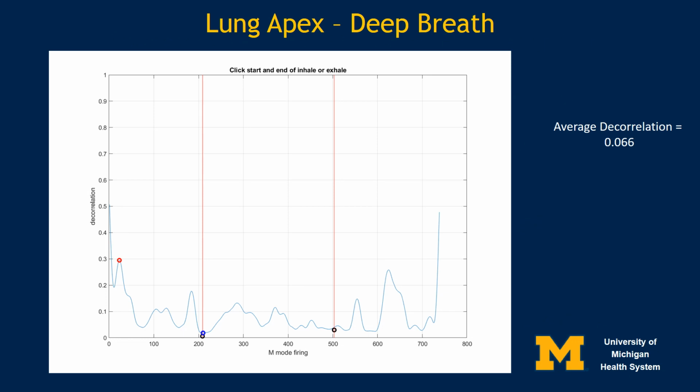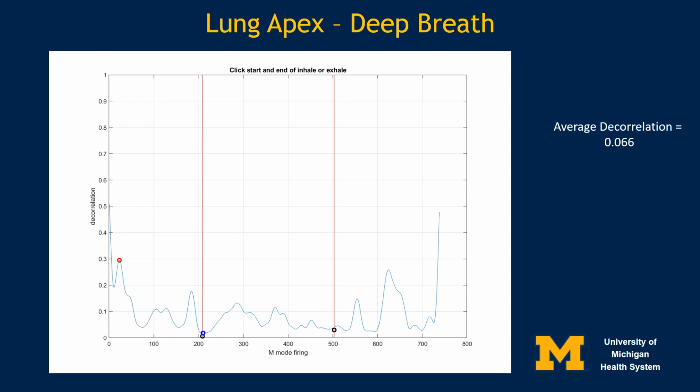So this is a plot of decorrelation in a normal subject. The plot is demonstrating the instantaneous decorrelation over time. And you'll notice that the time record is being made in M-mode firings. Most of the slides or graphs in this talk are over M-mode firings. However, that does not affect the metric, which in this case is an average decorrelation of 0.066.